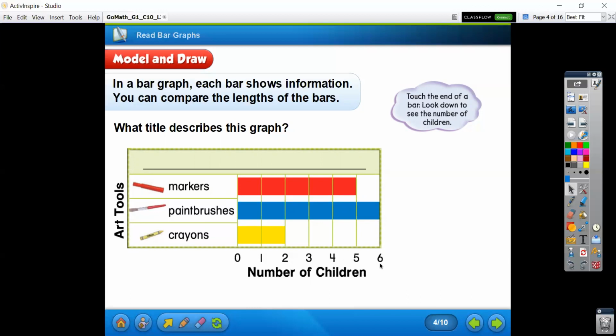Down at the bottom are the numbers, so we don't even really need to count. If I take a look at my markers, I go straight across to the end of my red bar, go down, and I can see that 5 children are using markers. I go across my blue bar all the way to the end and see that 6 children are using the paintbrushes. The yellow bar is the shortest one, and we go across to the number 2 and see that 2 children were using crayons. Okay, let's go ahead to our next picture.